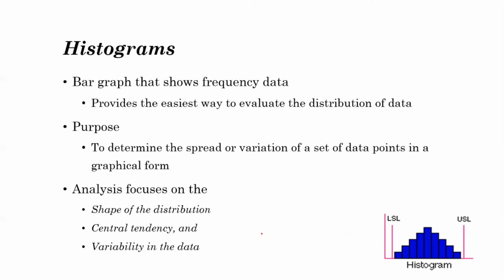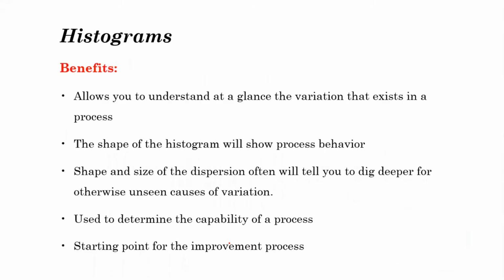So histograms will be telling us how a process is behaving. They will tell us the shape, based on the data collected from the process output. Remember, this is the process output, not the input. On the process output, the shape of the distribution, the central tendency, and the variability of the data would be evaluated. So we have also started to look at the benefits of a histogram. Normally, once you have constructed a histogram, you understand at a glance the variation that exists in the process, and the shape would tell you something about the process, enabling you to understand the process behavior.